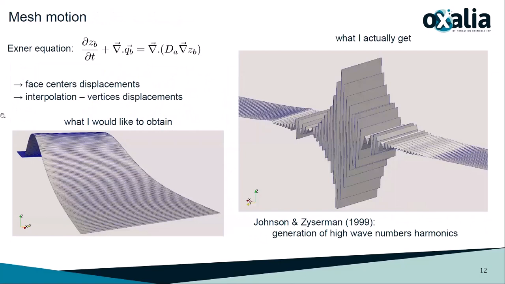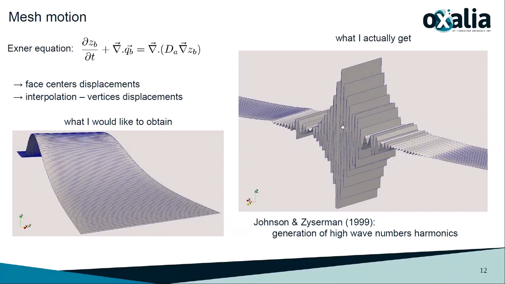And so what happened when I add the mesh motion to that? The Exner equation gave me a displacement value of the face. Then in OpenFOAM, to prescribe a mesh motion, you need the displacement on the vertices, so I have to rely on some interpolation to get this displacement. I would like to obtain a mesh which has the shape of the dune. But what I actually get is that. So this is my mesh. It's oscillating a lot.